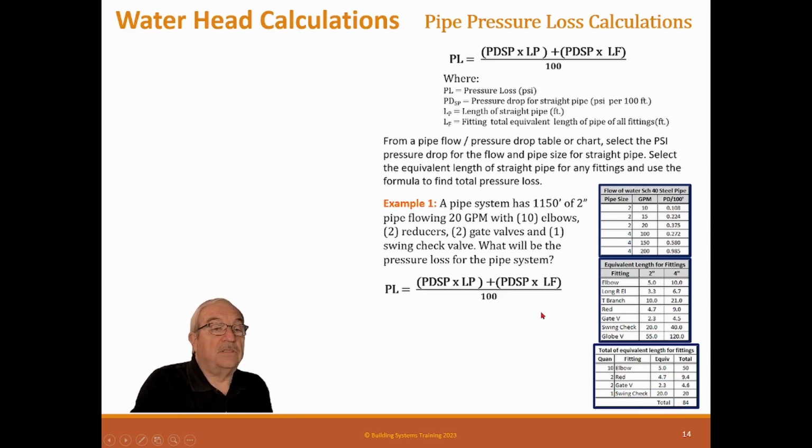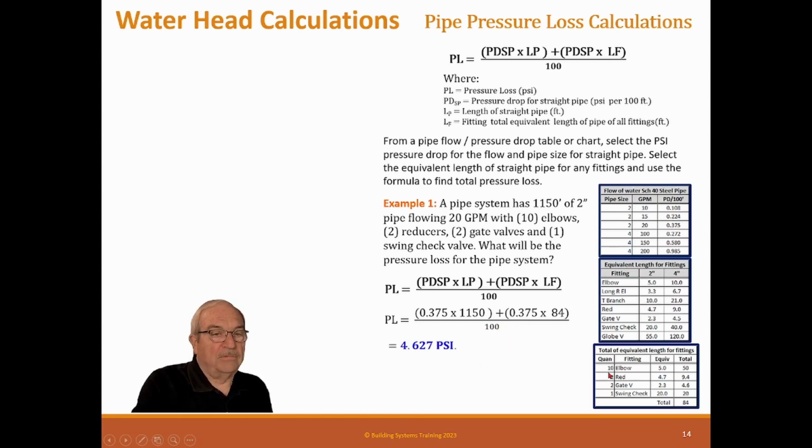It's easy. You take this formula, which is the total pressure drop: the pressure drop of the straight pipe times the loss per 100 feet, plus the fittings' equivalent length times the loss per 100 feet, all over 100. So this would be 0.375, the pressure loss of the pipe at 20 GPM, times 1150 of pipe, plus 0.375 times 84 feet, all divided by 100. And that comes out to 4.627 PSI.